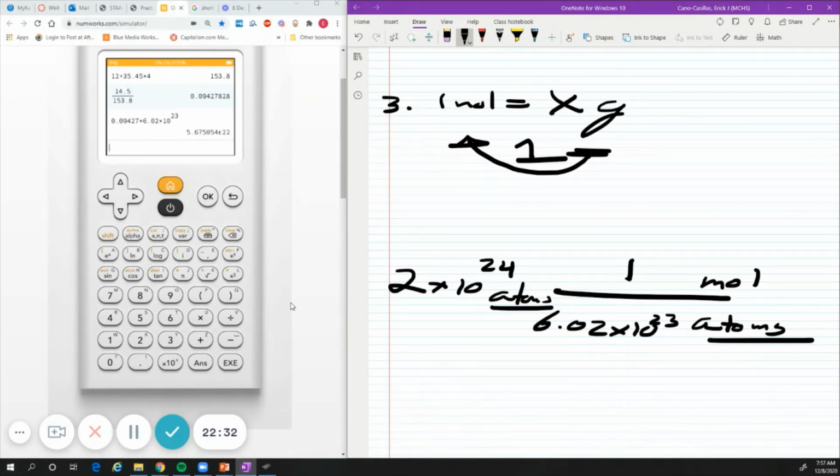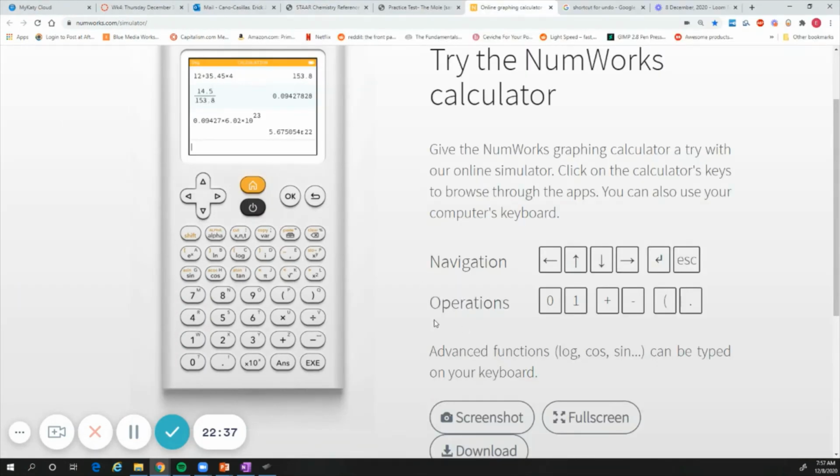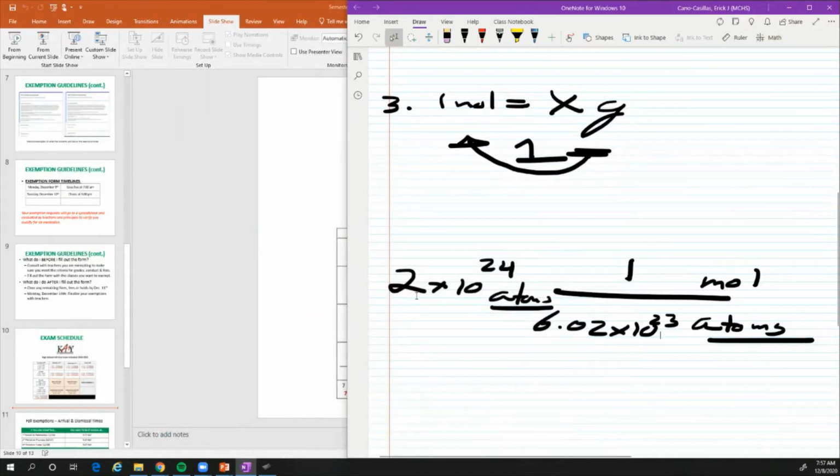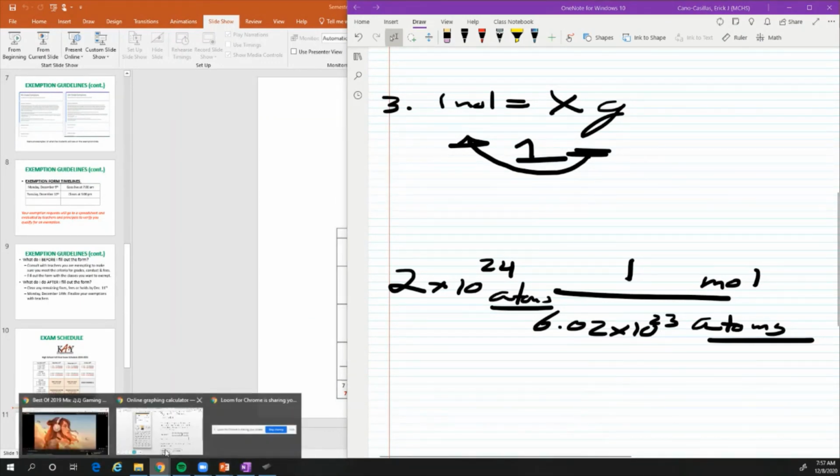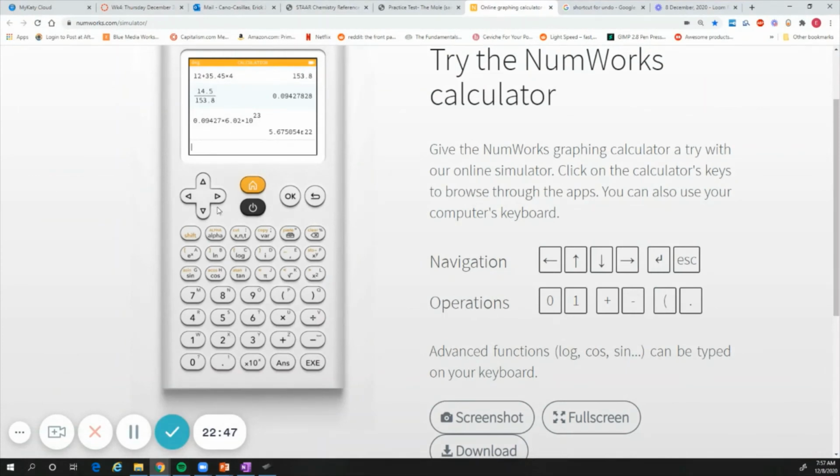All right, how I want you guys putting this in the calculator is as follows. You know that 2 is going to be at the top. You know you're going to divide by 6.02. So when you pull up your calculator, you are going to put it in parentheses. So 2 times 10 to the 24th, hit to the right, right? Because if you don't, then the parentheses does it weird. So you don't want that. You want to hit to the right, then do parentheses. Now it's the whole thing.